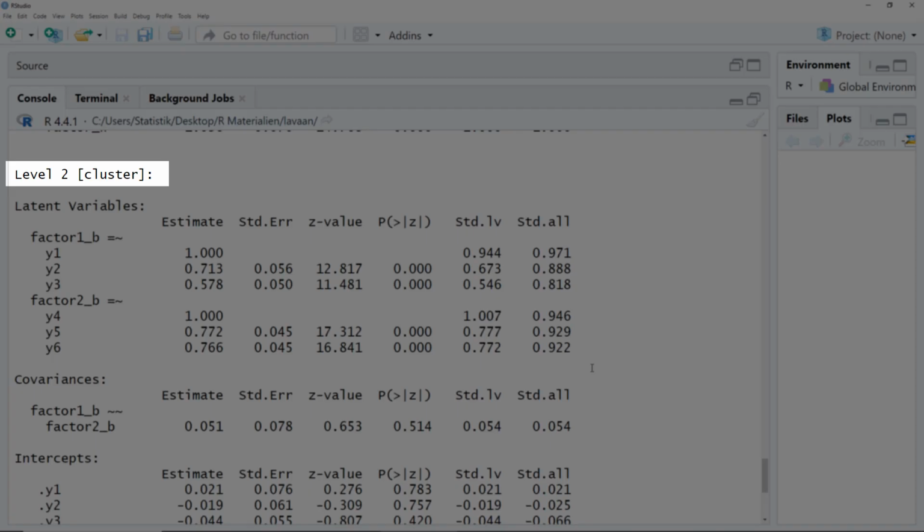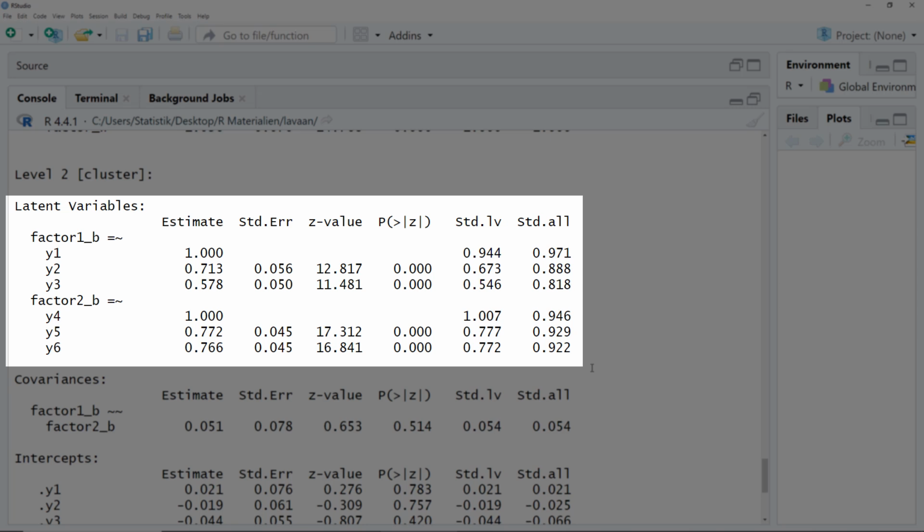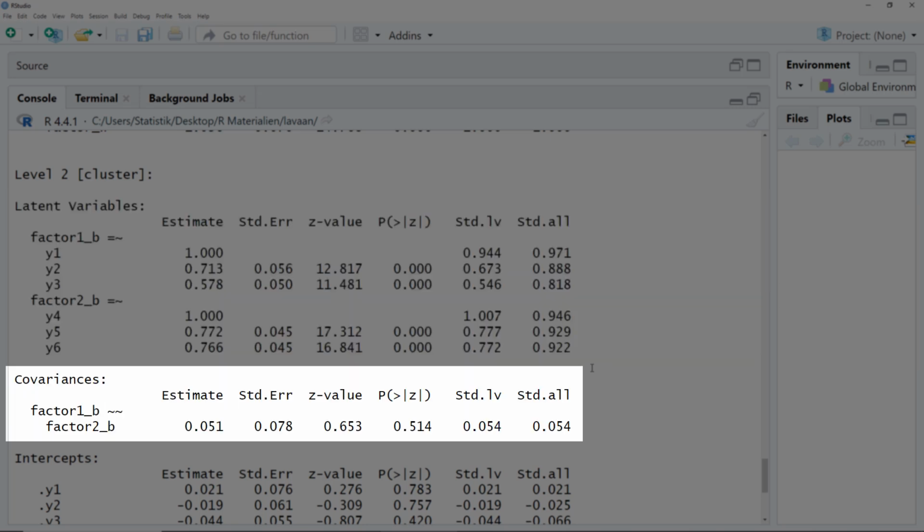Then on level 2, here we had defined 2 factors. Looking at the standardized loadings, those two factors look quite good. And here we can see that there's no significant correlation between those two factors. So we have basically on level 2, two independent factors.